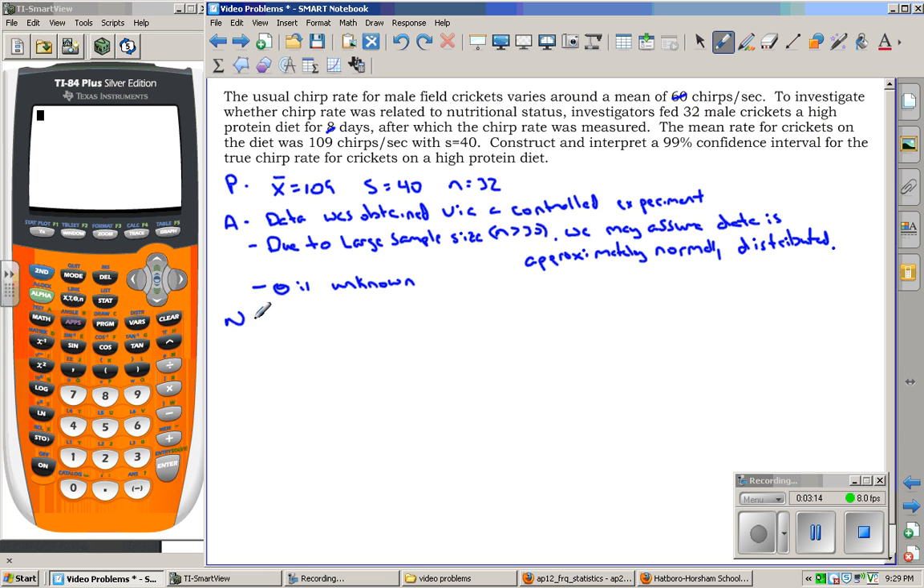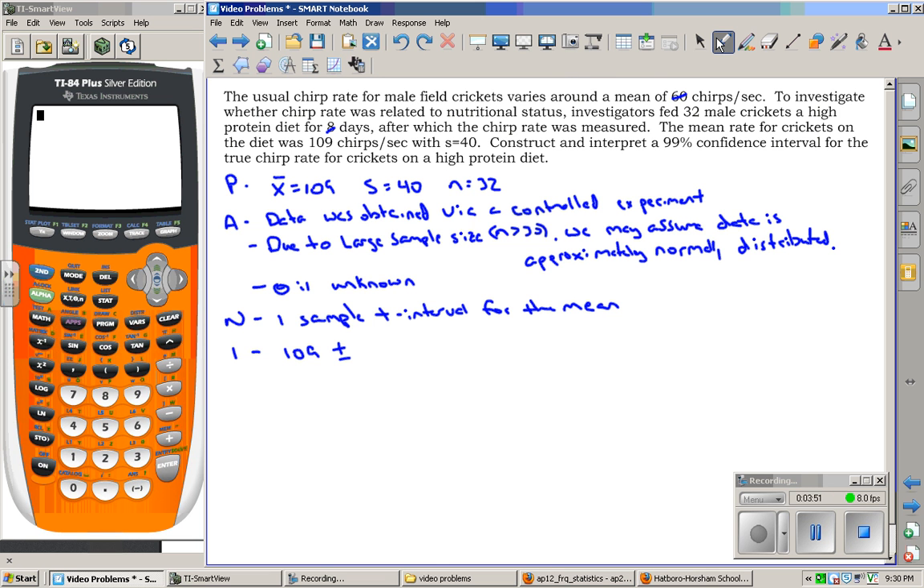Okay, we need to name what we're doing. We are going to construct a one sample t interval for the mean. Okay, now we need to come up with our intervals. We're going to use our formula. Remember, the formula is x bar, so 109, plus or minus a t statistic.